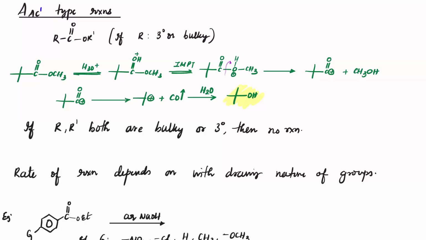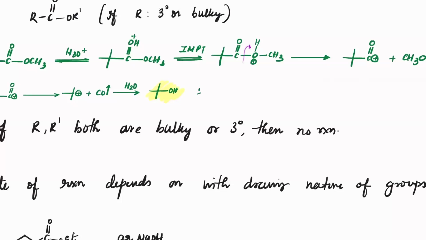In fact, of course, this could be major or minor. We can't say that, but some part of it, before getting departed, also, you will see C double bond O plus can get hydrolyzed, and that can give you acid, C double bond O OH.